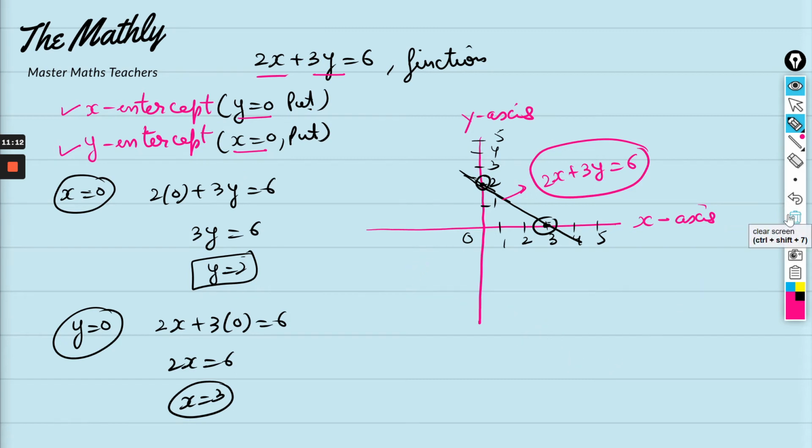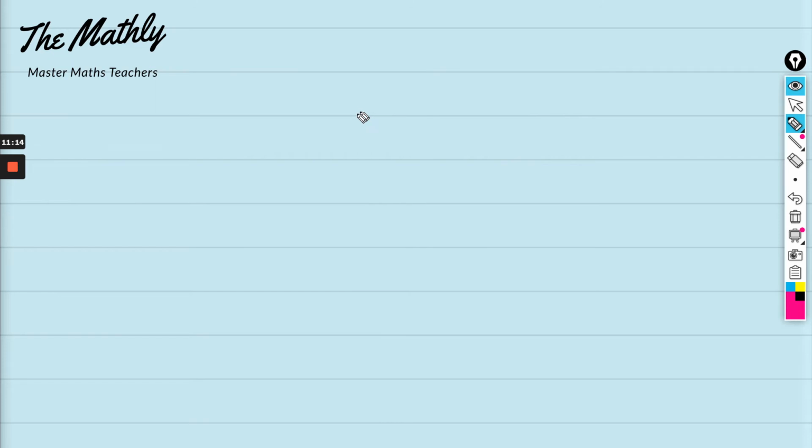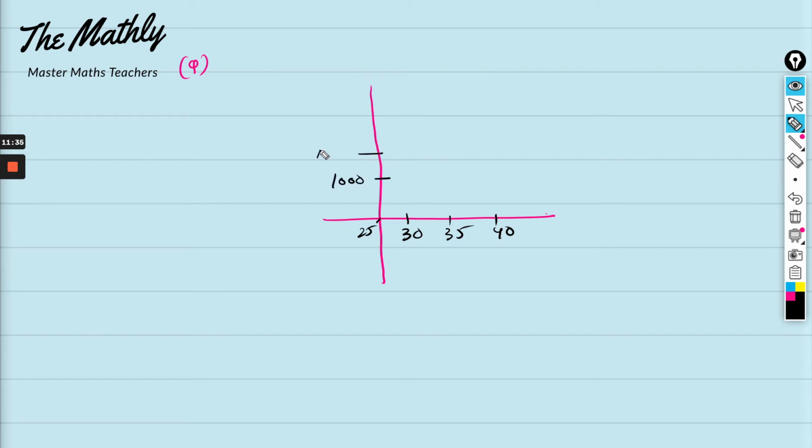Great. Now, let's discuss one question over here. Let's suppose we are given a table like this: x values 25, 30, 35, 40, and the corresponding values 1000, 1050, 1100, and 1150.